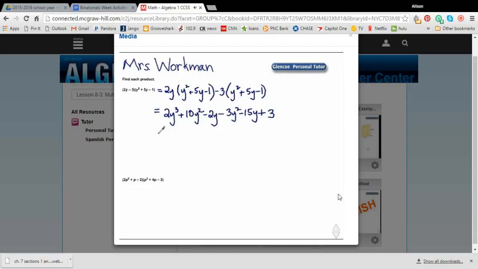Now we're going to go back and we're going to look for like terms. Here's a y cubed. As I go back and look at all the other terms, I discover that there are no other y cubed terms. So we'll rewrite that. Here's a y squared term. Here's another y squared term. We know that we can combine like terms in algebra. 10y squared plus a negative 3y squared is a positive 7y squared.